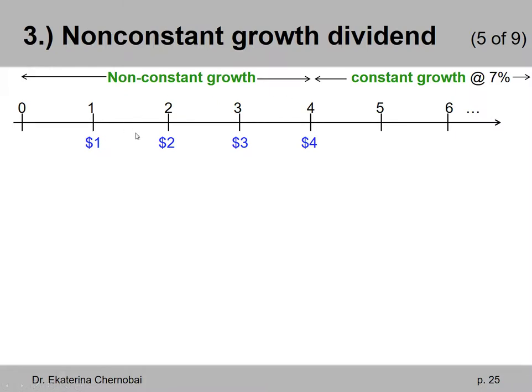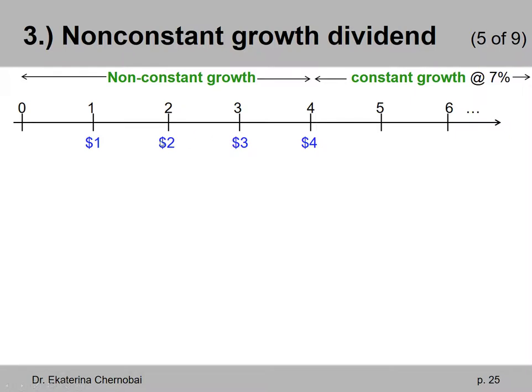Well, look at the dividends that we are given. $1 at the end of the first year, $2 at the end of the second year, then $3, then $4. What is the growth rate when we go from $1 to $2? It's 100%, right? So we add another $1, another 100% of the original $1. What is the growth rate going from $2 to $3? Is it the same 100% growth rate?